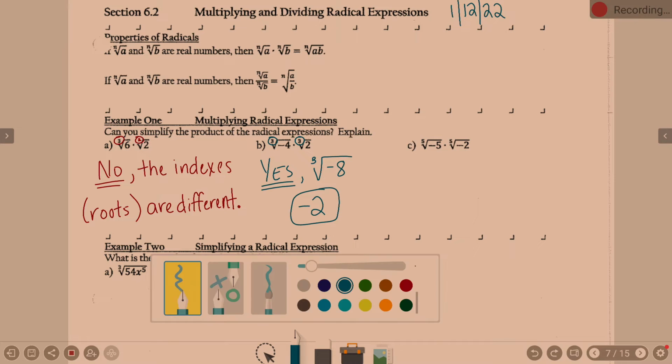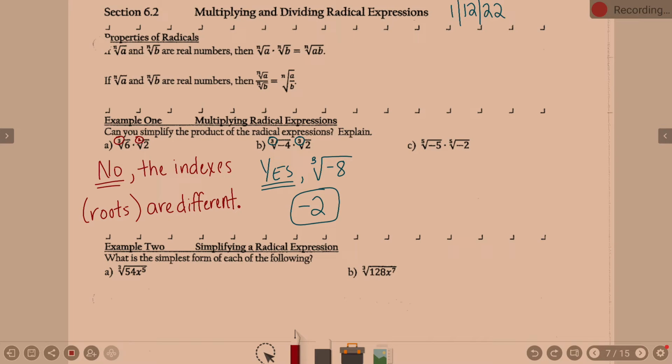Okay, and C. The fifth root of negative 5 times the fifth root of negative 2. Can I multiply these? Yes. Yes? Yeah. Why yes? That's the index. Because the root is there. Okay. I don't care what's under the radical. They're both fifth roots. Whatever a fifth root is, right? We don't do a lot with fifth roots, but those are the same. So yes.